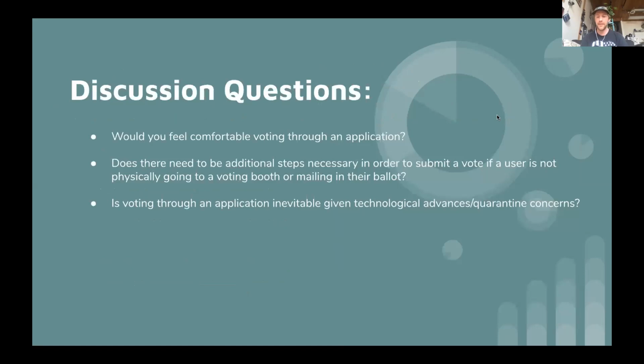And then just some general discussion questions for everybody: would you feel comfortable working with an application to cast a vote? Also, do there need to be additional steps necessary to verify a vote that we wouldn't take if you went to a voting location or submitted it via the mail-in process?